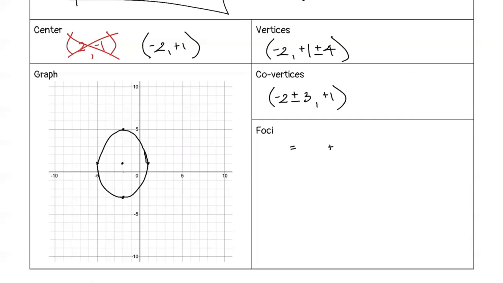You do 4 squared. Good, so I've got 4 squared equals, because that's the bigger denominator, 3 squared, which is the smaller denominator, plus c squared. And c is going to tell me how far I have to go up and down from my center. Right. So 4 squared is 16 minus 9, that gives me 7 equals c squared. So c equals plus or minus square root of 7.